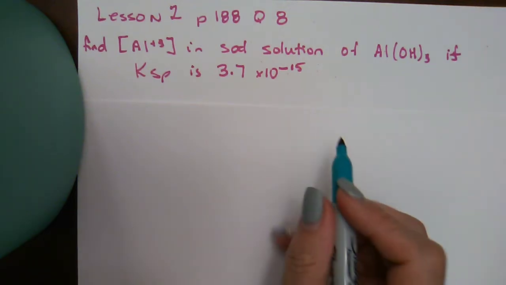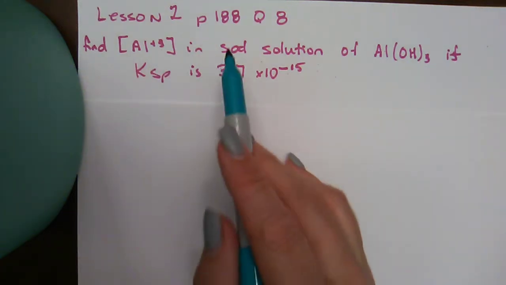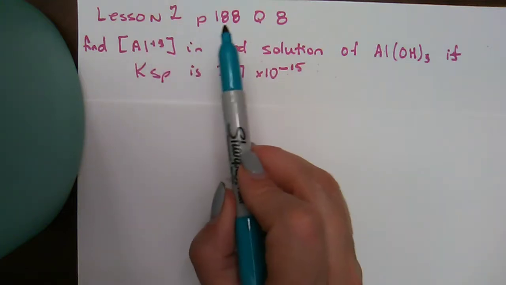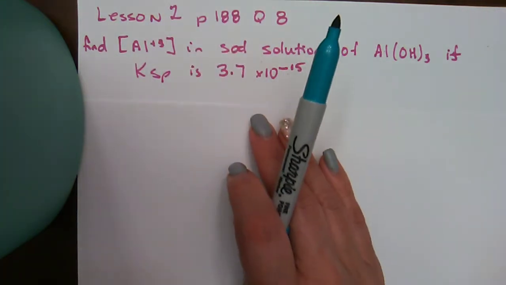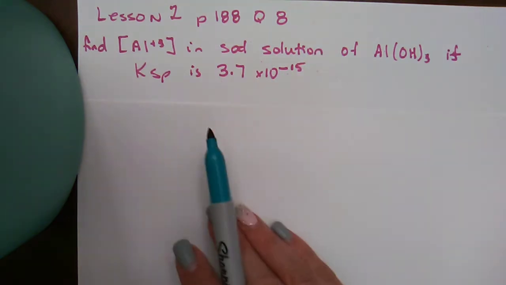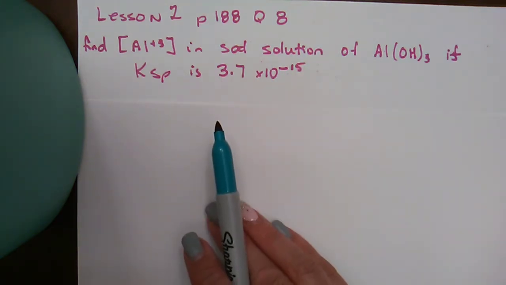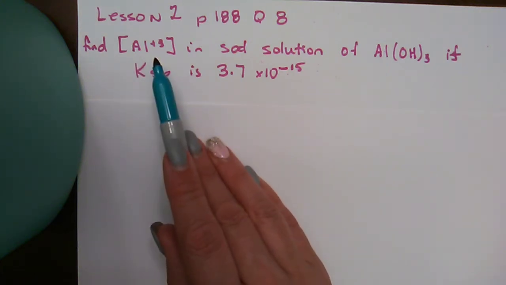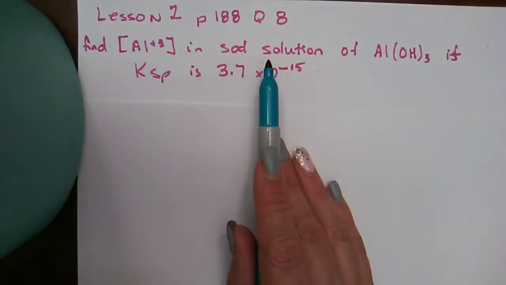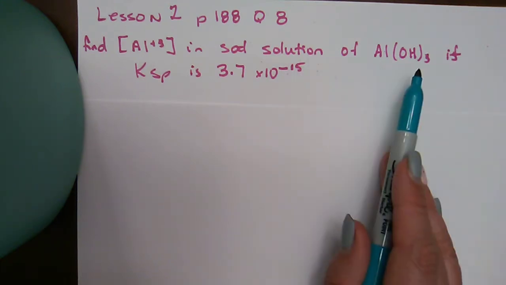Hey, grade 12s. I had a question about question 8 from lesson 2, page 188. This is from the correspondence portion, at the end of our workbook pages in our blue work booklets. In question 8, they ask us to find the concentration of the aluminum 3+ ion. We have a saturated solution of aluminum hydroxide.